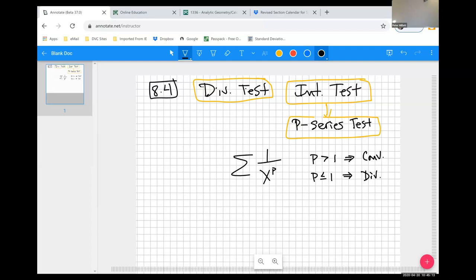All right, so those are the tests that were introduced to us in 8.4. And again, what we'll do in 8.4 and 8.5 and 8.6 is we will use tests for convergence or divergence on infinite series. And in 8.4, we dive in by coming up with these three tests in particular. So let's try to do some examples perhaps to illustrate this work.